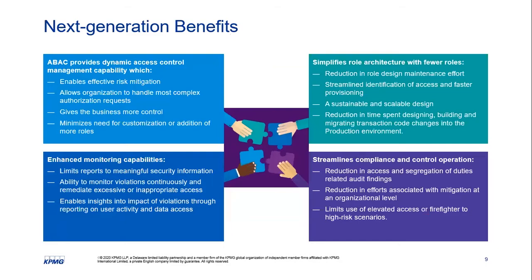Attribute-based access control provides more in-depth, dynamic risk mitigation. It enables organizations to handle the most complex of access requests and minimizes the need for customization and more roles. The role architecture is typically smaller. This is your RBAC component and is a lot less complex, meaning a reduction in role design maintenance, streamlined identification of access, and a more sustainable and scalable design with less operational effort associated.